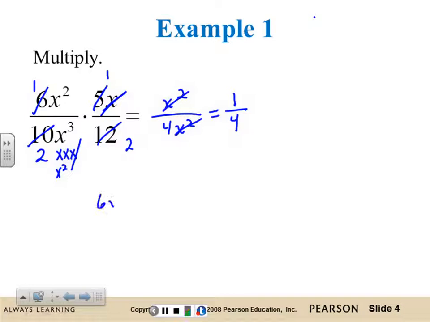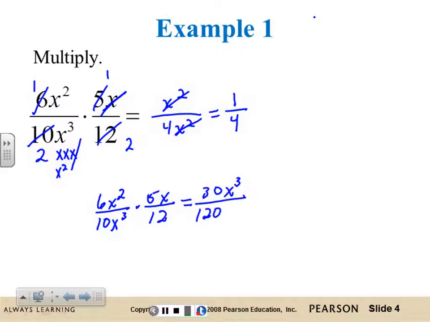Now, let me show you something else that you could do. You have 6x squared over 10x cubed times 5x over 12. So you can multiply the tops and get 30x to the third over, multiply the bottoms, and so we get 120x to the third, and you can reduce here. So I know 30 will go into itself one time, 30 will go into 120 four times, and the x cubes cancel each other out, and I get 1/4.